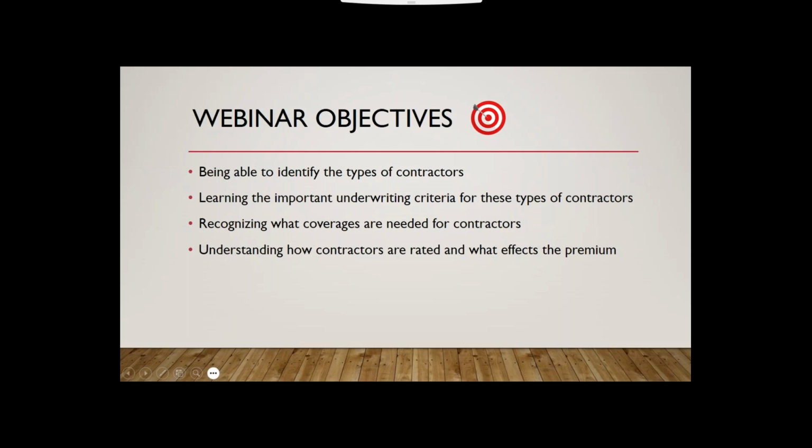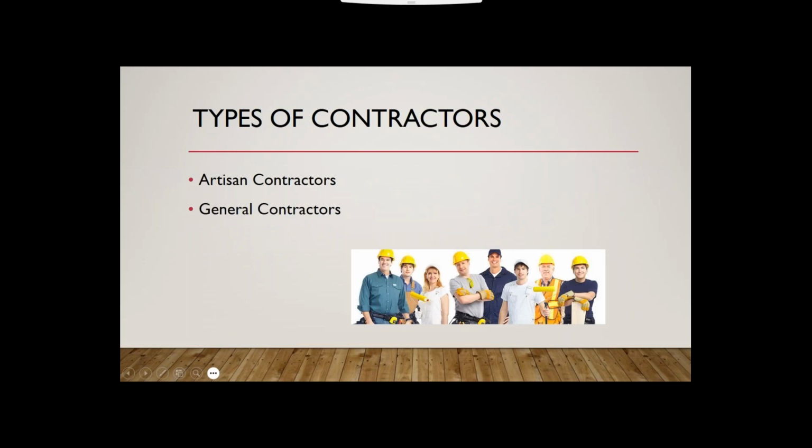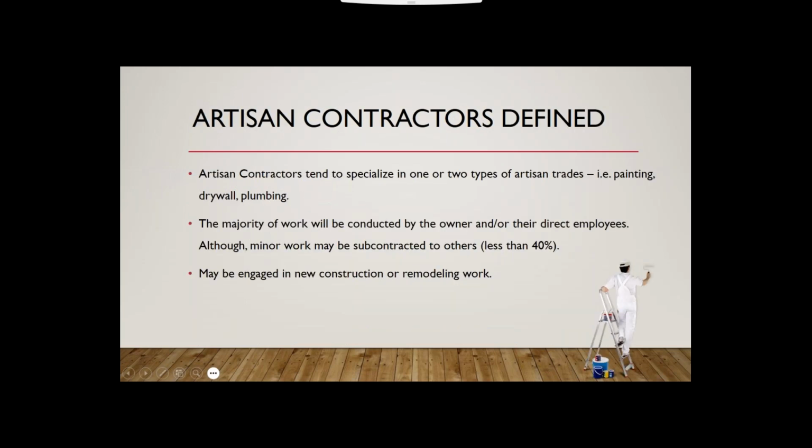So moving on, the first thing we want to start with is just the types of contractors, and they can really be broken down by the two main categories, which is an artisan contractor and a general contractor. So let's take a look at both of those a little bit more in detail.